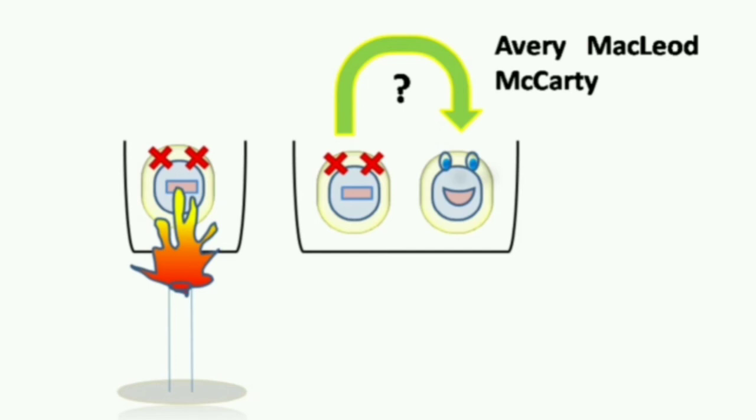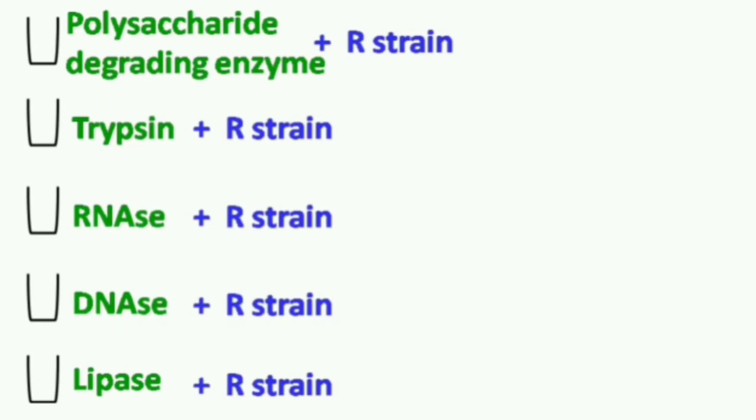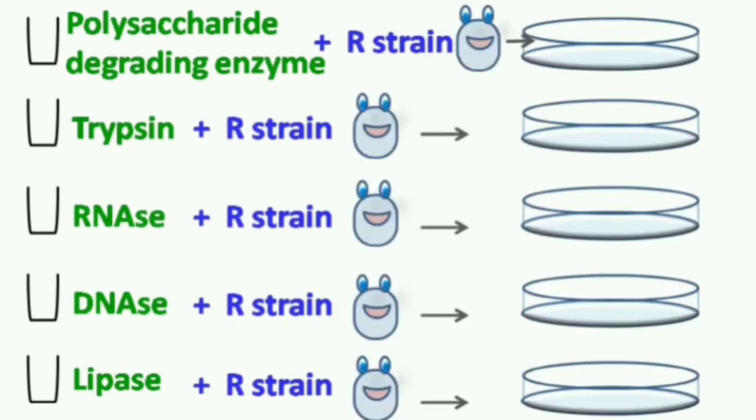In this experiment, the liquid from the tubes that received RNase, protease, lipase and the carbohydrate-digesting enzymes was still able to transform the R strain into the S strain. However, the liquid that was treated with the DNase completely lost the ability to transform the bacteria.